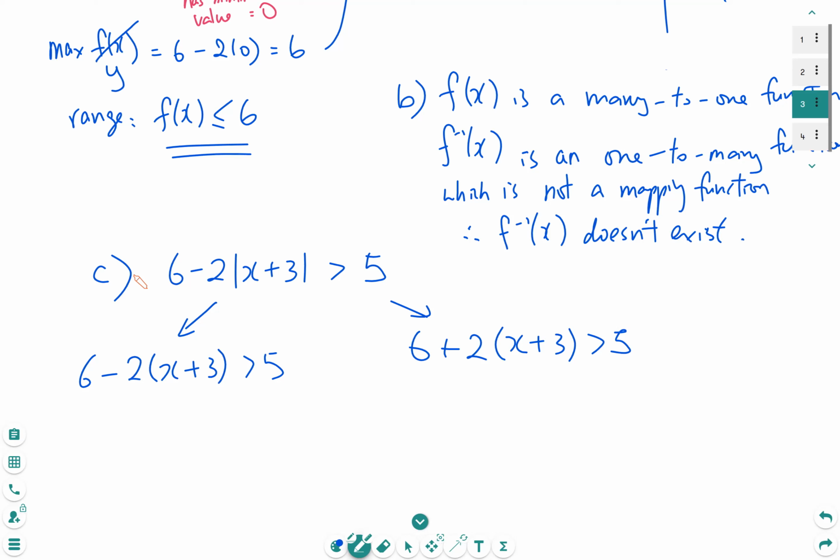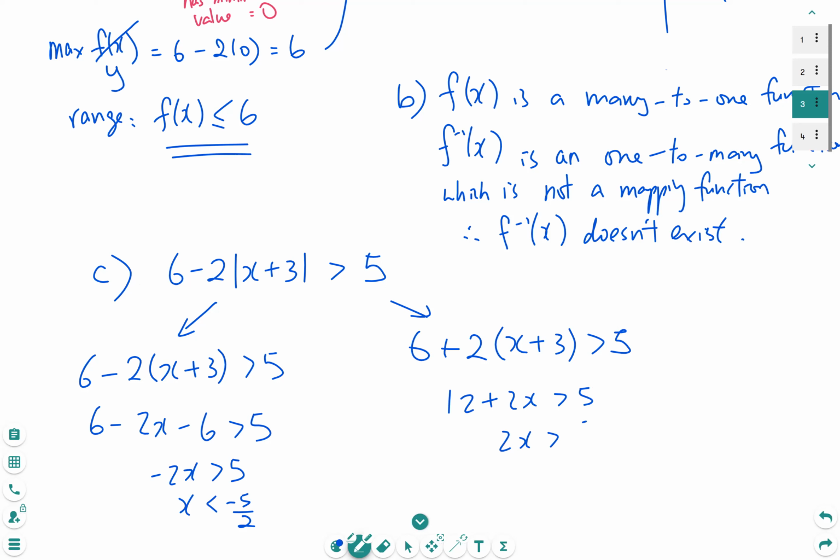So in here, let me look at the answer. I couldn't find it, I'll just do it. 6 minus 2x minus 6 greater than 5. 6 minus 6 is 0. So minus 2x greater than 5. When I divide by minus 2, I have to change the sign. So x less than negative 5 over 2. Then the other case, expand the bracket, 2x, 6, so 6 plus 12 plus 2x greater than 5. Bring it over, 2x greater than 5 minus 12, which is minus 7. So x greater than minus 7 over 2.